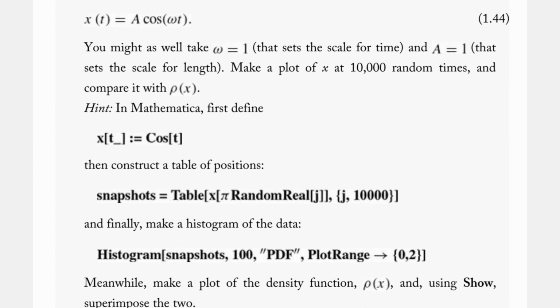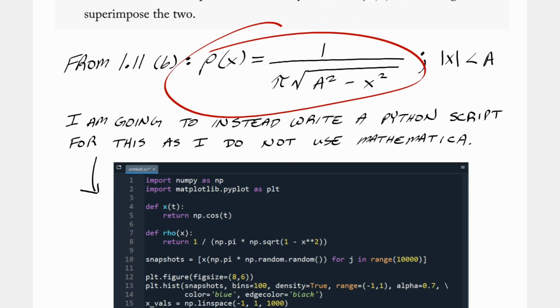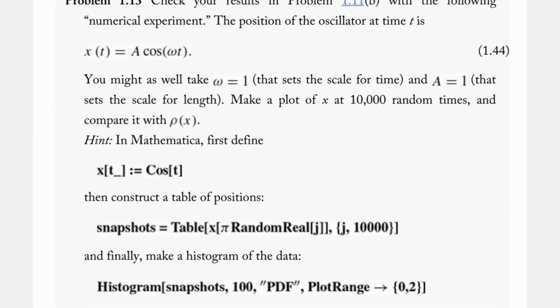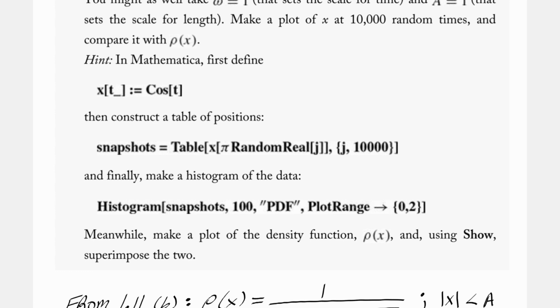Okay, and then it says make a plot of x at 10,000 random times and compare it with rho of x. So we know what rho of x is. Again, that's right here. We want to make a plot of x at 10,000 random times. So here's x. We're going to choose 10,000 t values, and we just want to plot in bins, in a histogram, where those x values land at any given random time. Then we want to superimpose rho of x, the actual curve, on top of that histogram and see if it looks reasonable, if everything matches up.